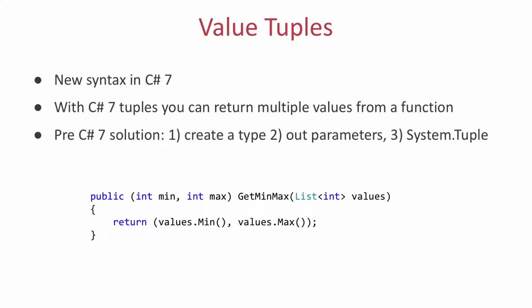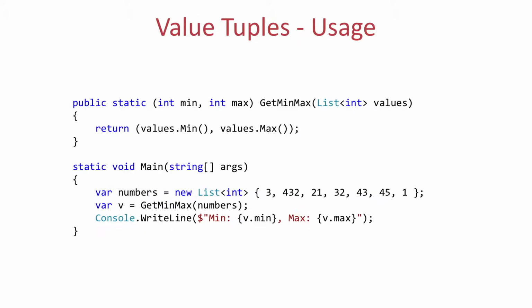You can return as many as you want. Before C#7, you either created a type to store the two integer values, or you could also use out parameters. Another option was to use System.Tuple, which we will talk about soon. But in C#7, you can use this syntax to return multiple values from a method. And here is how you can call such a method. As you can see, in the caller method, we can use the min and the max names that we defined in the signature of the GetMinMax method.